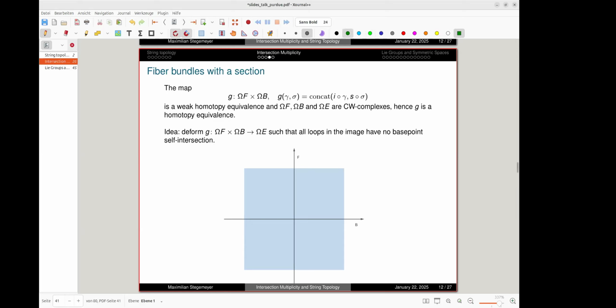So the loops in the image of G, what do they do? In the first half of the interval, they run only in the fiber direction. And then in the second half, we run only around the base, if this is the section of the base. Yeah, and then we can just work locally around the base point, and we can write down a deformation, this coordinate cross, if you will, which looks like this.